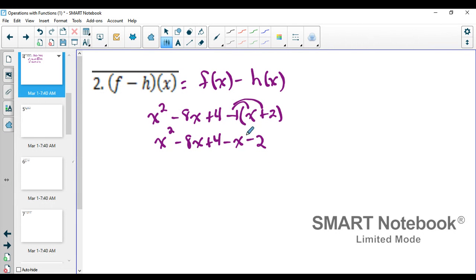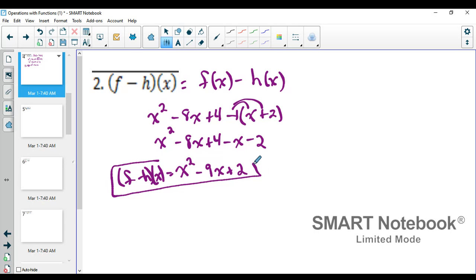So now all we have to do is combine like terms. So once again, we don't have any more x squareds, so we have x squared, and then negative 8x minus x is negative 9x, and then 4 and negative 2 is 2, so plus 2. So f minus h of x, and there we go. And that's our answer for that one.